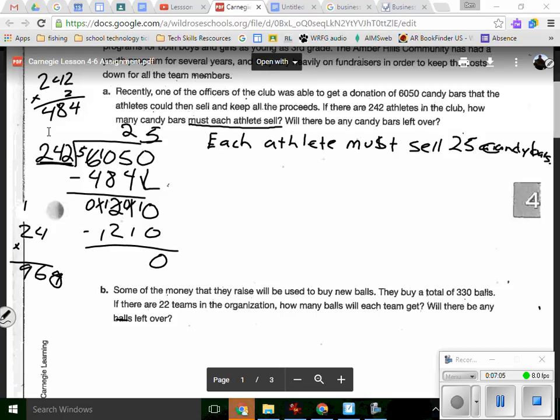Yes, Austin. That's right. That's absolutely correct. There is another question. We have to answer both of them. Will there be any candy bars left over? Okay. How do we know? You guys say no. How do we know that there are no candy bars left over? We have, see this 0 right here? That 0 tells us there are 0 candy bars left over.